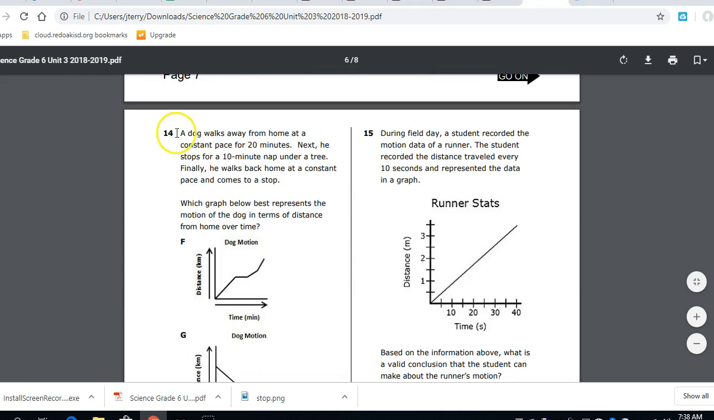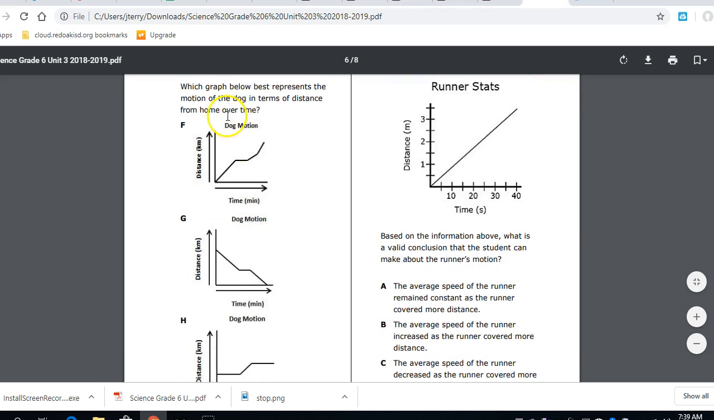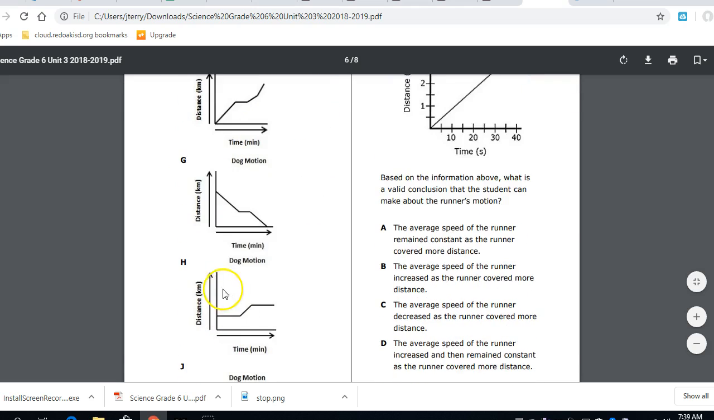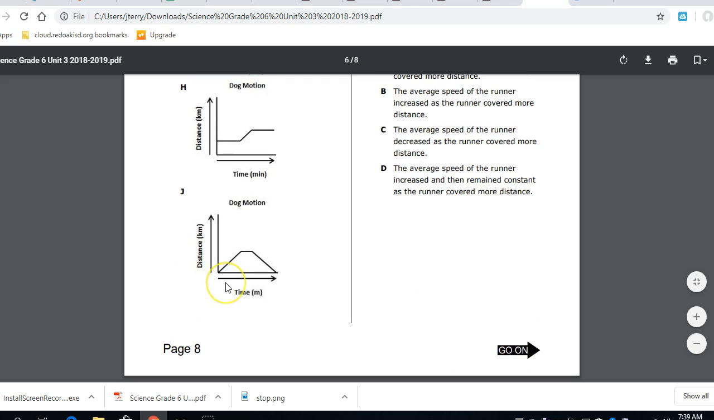Number 14, a dog walks away from home at a constant pace for 20 minutes. Next, he stops for a 10-minute nap under a tree. Finally, the dog walks back home at a constant pace and comes to a stop. Which graph below best represents the motion of the dog in terms of distance from home over time? So we're looking for which graph represents the motion of the dog. Pay attention to not necessarily the times, but the motions that the dog is walking in. Is it F, G, H, or J?